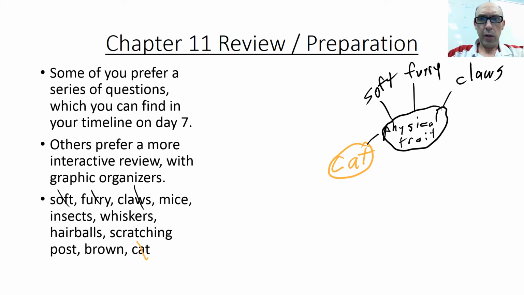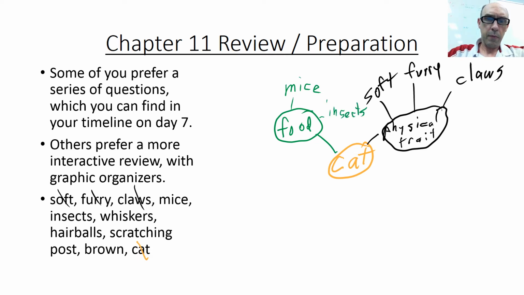Can't use mice, can't use insects, so what are those? Those are probably food. So notice that even though it's not on my list, I can use words. So now I can put mice, I can put insects, I could also put cat food. I could put birds. So notice how I get to add things that aren't even on my list but fit nicely with the criteria.